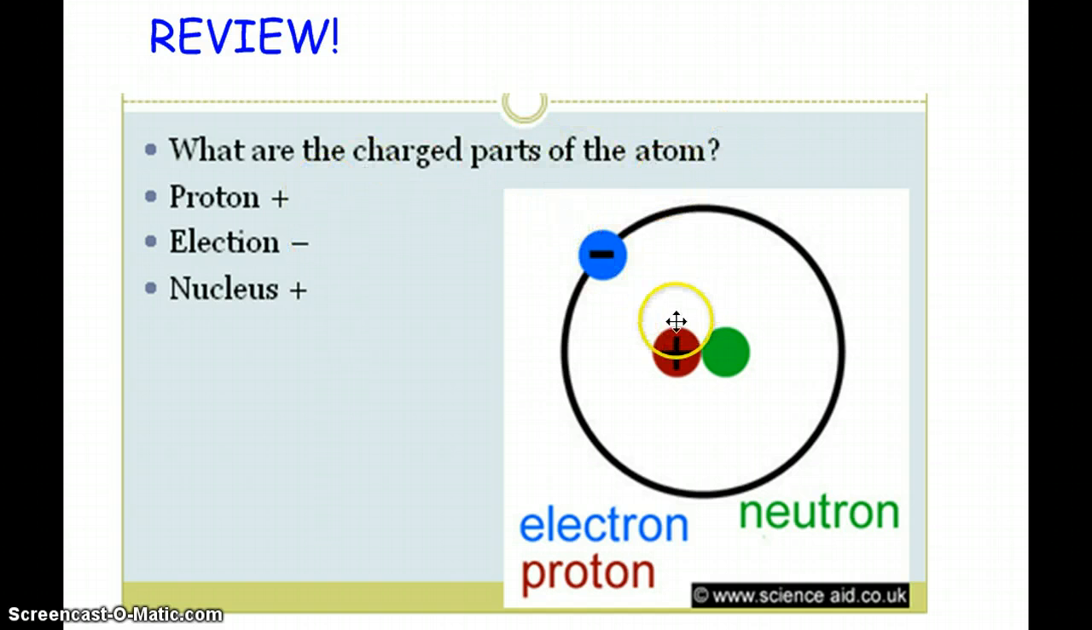What are the charged parts of an atom? Charged parts are the protons. Negative parts are electrons, and the neutral parts are the neutrons here. So positive protons, negative electrons, neutral neutrons. Okay? So this is a neutral atom because it has the same number of protons as it does electrons. Okay, so that's parts of an atom. Know that electron, negative, proton, positive. Okay, you're going to need to know that.